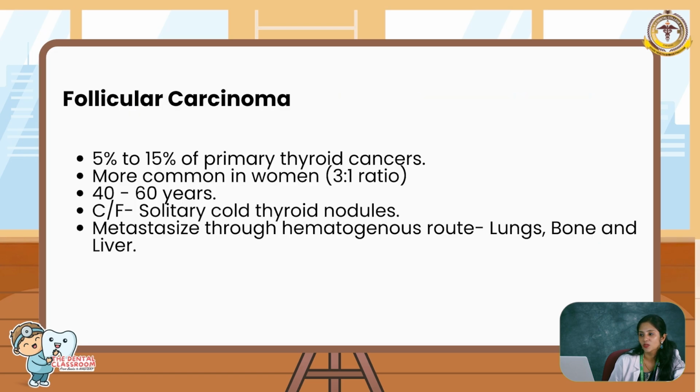So follicular carcinoma accounts for 5 to 15% of primary thyroid carcinomas. It is most common in women again, between the age of 40 to 60 years. So patient will be presenting to you with solitary cold thyroid nodules. It can metastasize through hematogenous route, and it can affect lungs, bones, and liver.